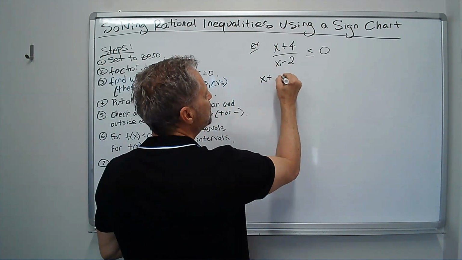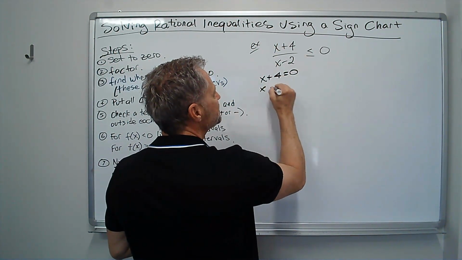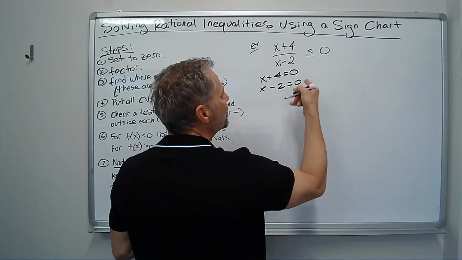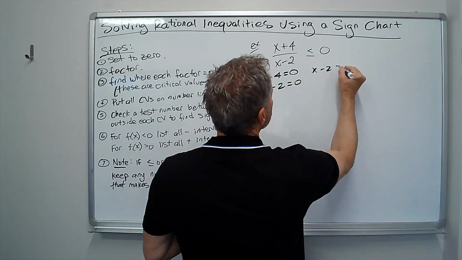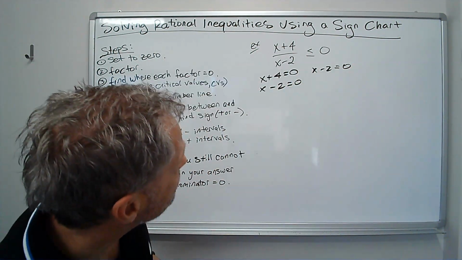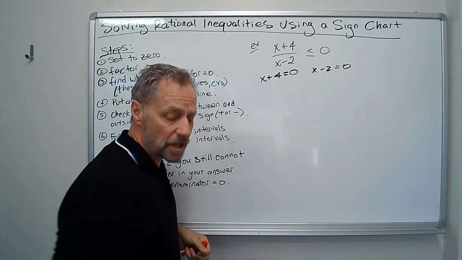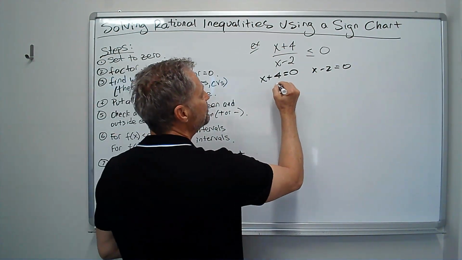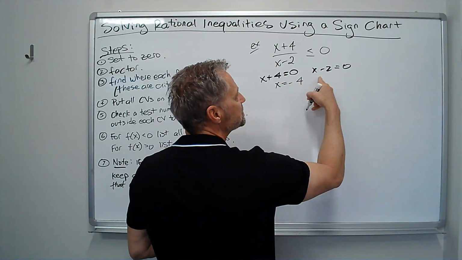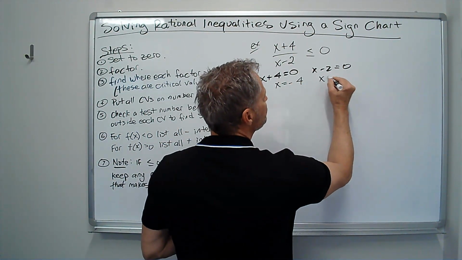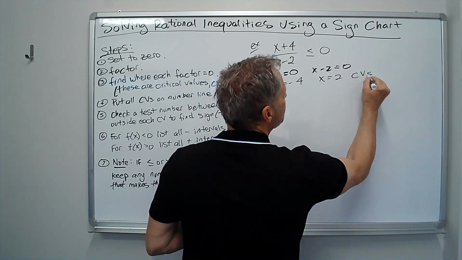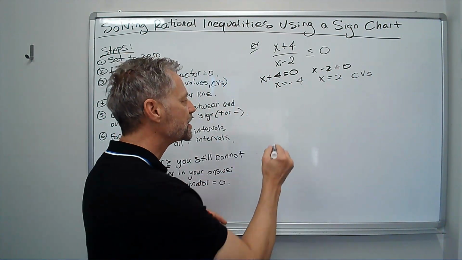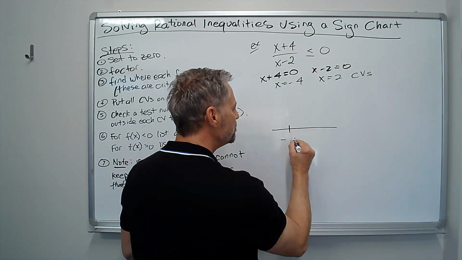So I have x plus 4 equals 0. I have x minus 2 equals 0. Well, let's list it this way. That'll be a little bit nicer. So when I have x plus 4 equals 0, that's x is negative 4. And x minus 2, I add 2, I get x is 2. These are what we call my critical values. All right, and we're going to put those on the number line. Make sure you put them in the correct order.